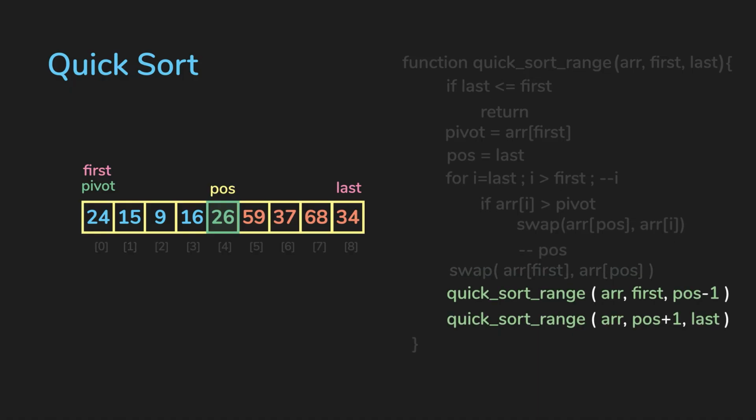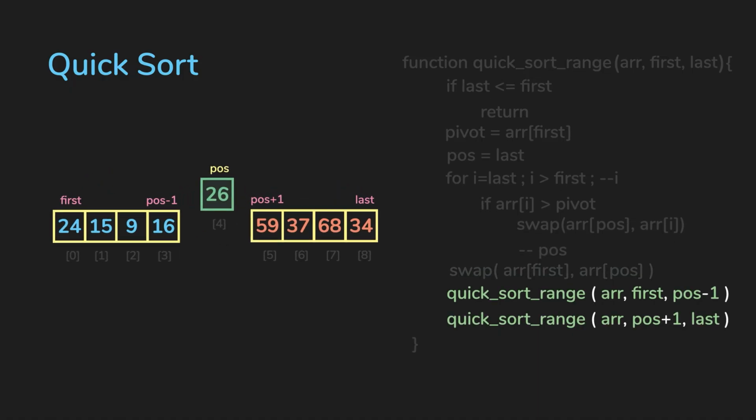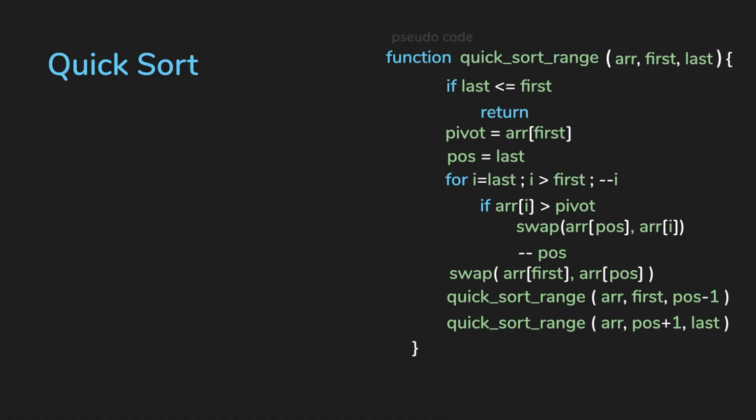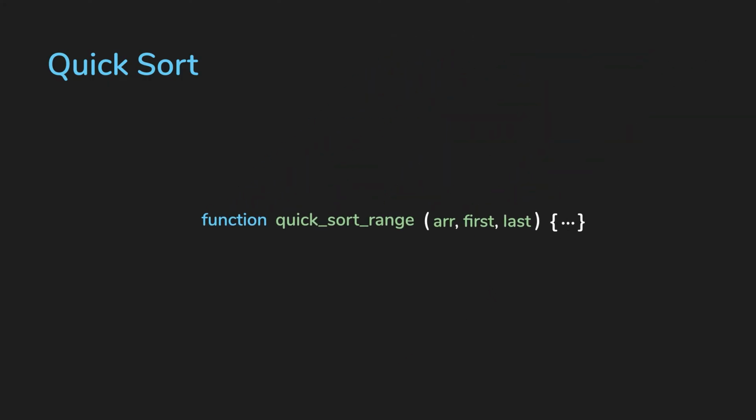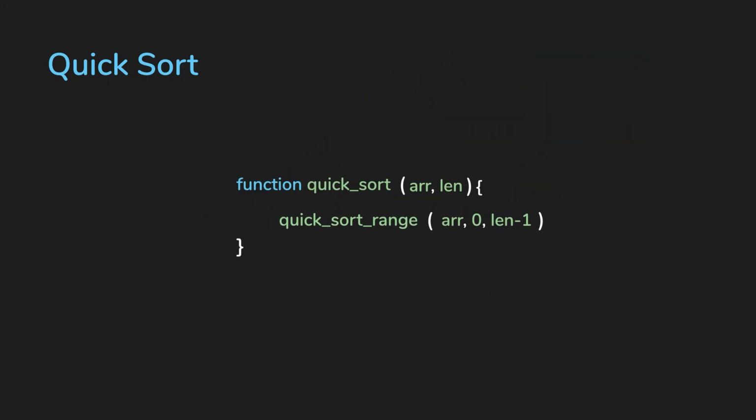Now all you have to do is recurse on both sides of your partition. The last index of the left subarray is pos minus 1, and the first index of the right subarray should be pos plus 1. And then finally, since we don't want to require the client to determine the first and last index, we'll wrap it into another function called quicksort, which will initiate the recursion by calling the quicksort_range function.